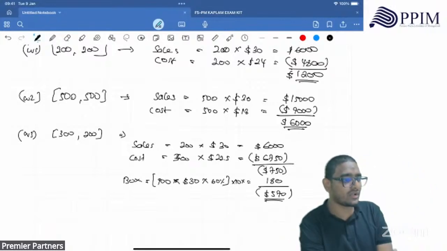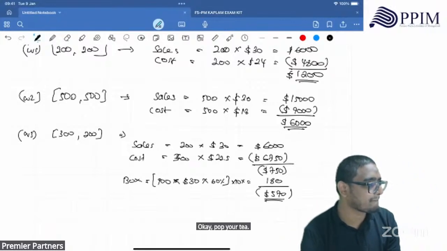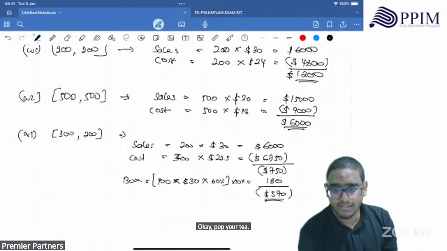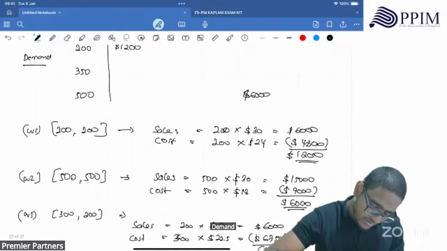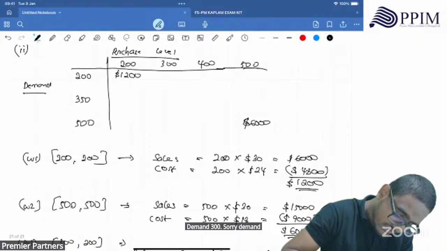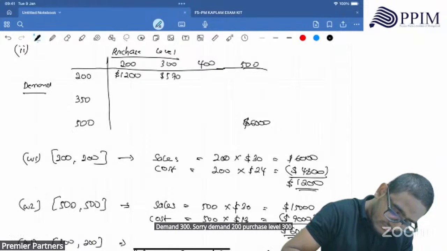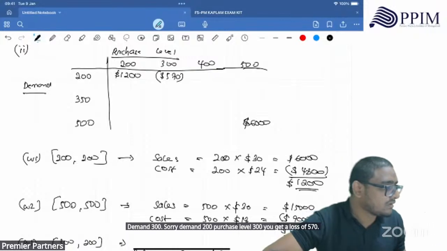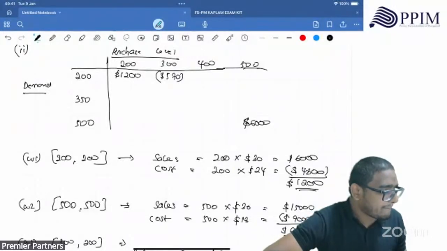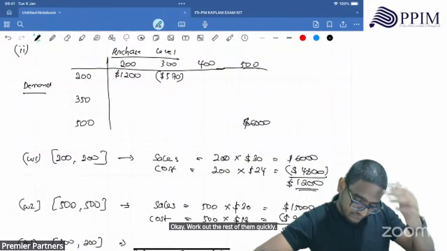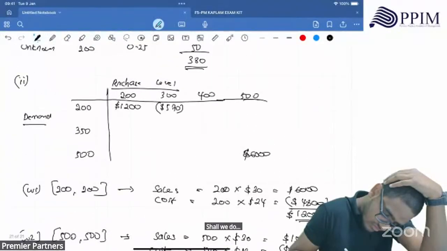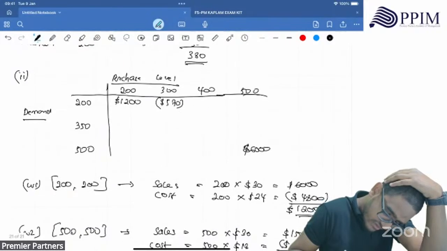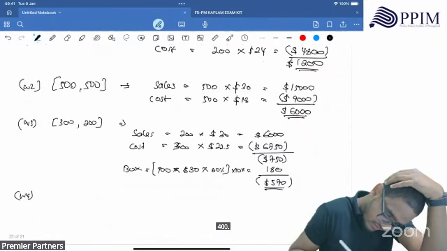Okay. Hope you're clear. Clear? So then you can put this under demand 200, purchase level 300. You get a loss of 570. Right, work out the rest then quickly. Maybe I'll do one more. Shall we do 400 and 350?